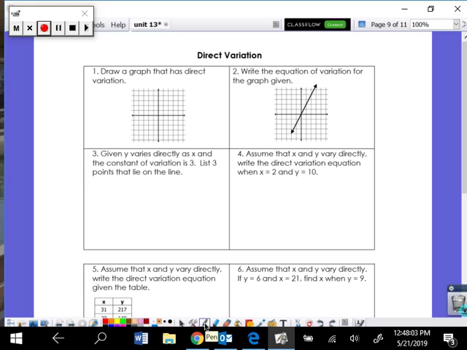So number one, you want to draw a graph that has direct variation. The first thing we always do, a point at 0, 0, and then draw a line with a constant slope. There's mine. Yours can look like anything as long as it goes through 0, 0 and has a constant slope. Maybe get the person next to you to check to make sure that you did that one correctly.